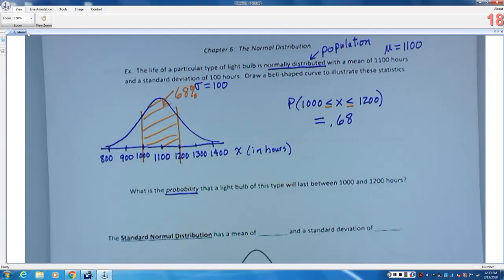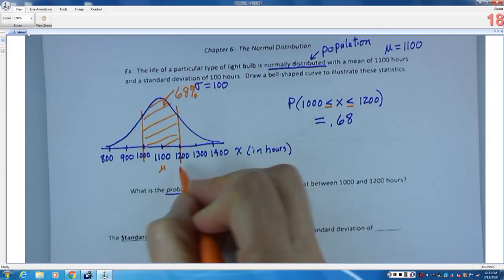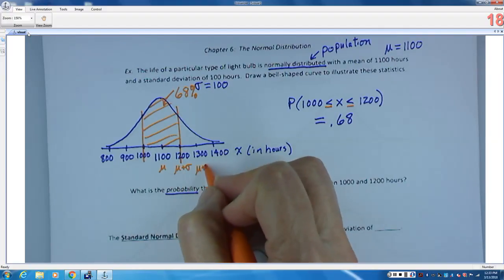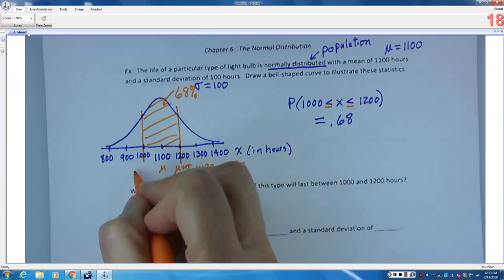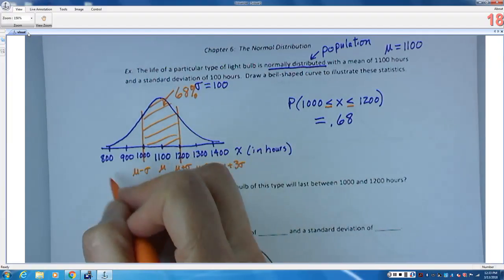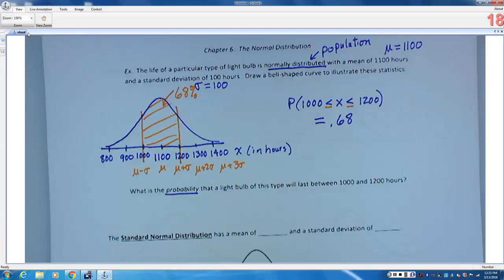So, I didn't write this down, but in my notes I have this is our mean plus 1 standard deviation, mean plus 2, mean plus 3, the mean minus 1, etc. That's how I got those numbers.